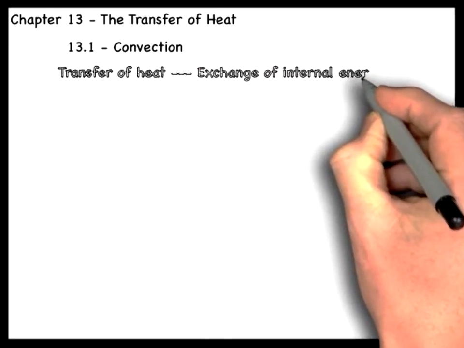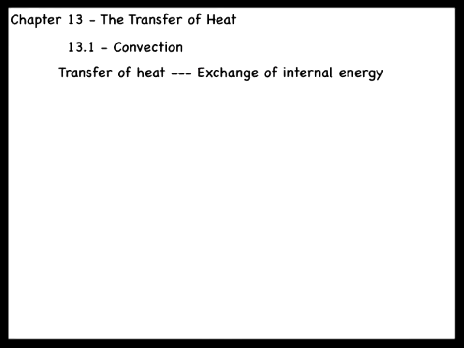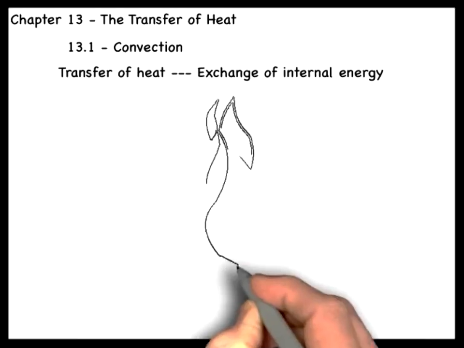In the previous chapter, we showed that the transfer of heat between two objects results from an exchange of internal energy between them. In this chapter, we want to study several different ways in which this transfer of heat can occur. To begin, let's consider what happens when we heat a fluid. Consider the air just above a campfire, for example.